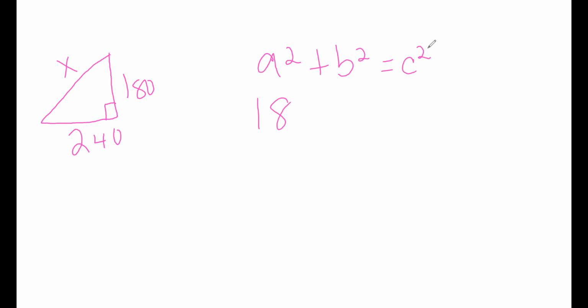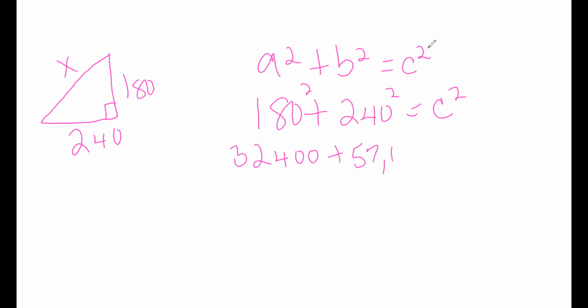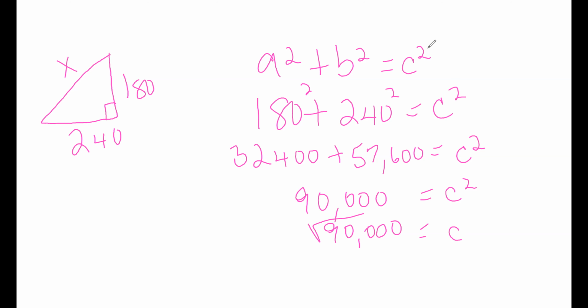So you're going to say 180 squared plus 240 squared equals C squared. So 180 squared, 240 squared, and then C squared. So I have 90,000. You're taking the square root to just get C by itself. So now you know that X is actually 300.